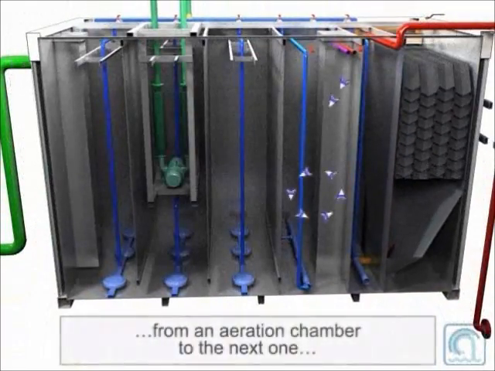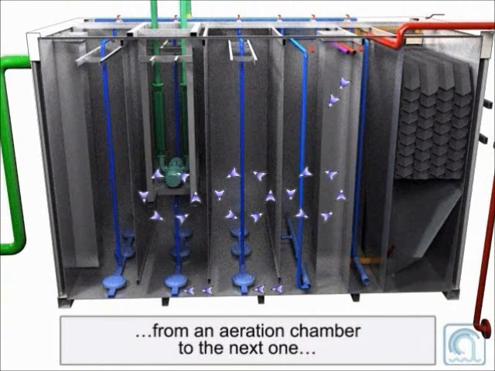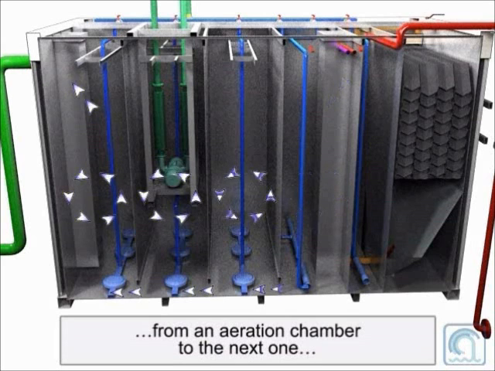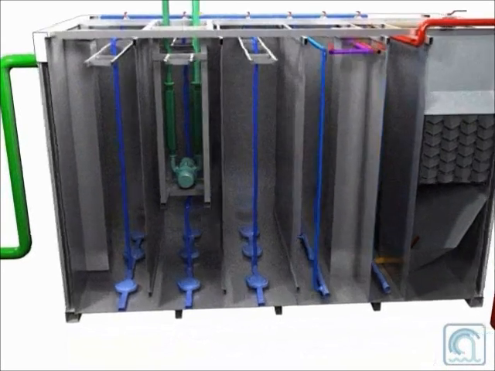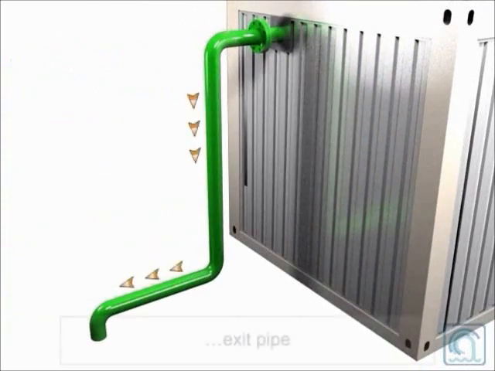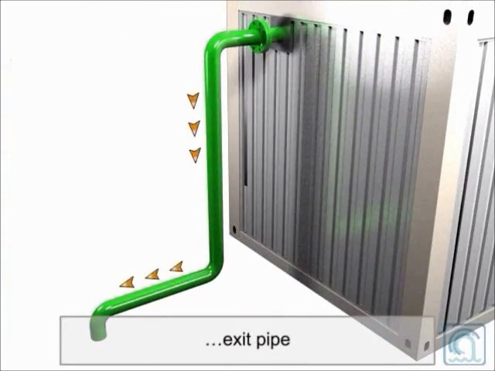Compressed air is introduced into the aeration chambers through diffusers. The wastewater flows from one aeration chamber to the next through the bottom passages located on the internal walls. The treated effluent then leaves the treatment plant through the exit pipe.